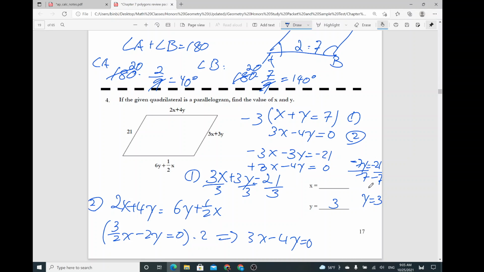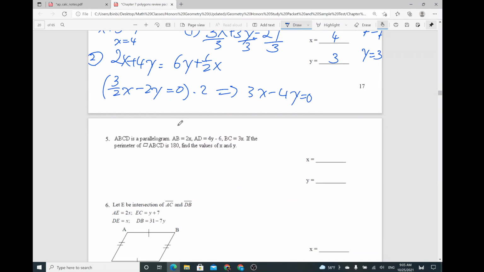Once you solve for y, then you can solve for x. Plug it back into the first equation. So x plus 3 equals 7. That means x equals 4. So it's pretty basic.